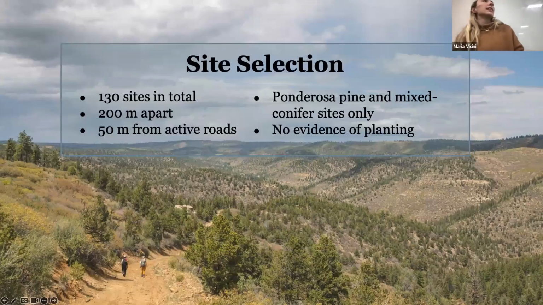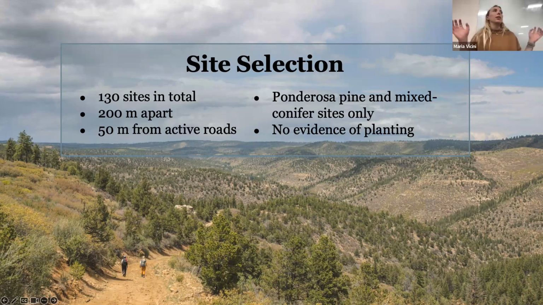So moving into site selection, overall, I had 130 sites in total, the 30 and 30 at Poniel, and then 30 and 40 at Hayman. So these are just site selection recommendations based on common bird census techniques. All of our sites were at least 200 meters apart and 50 meters from active roads. They were only in ponderosa pine and mixed conifer sites, even though, like I said, there was some pinyon juniper and some aspen and some subalpine at Hayman. I wanted to keep it consistent and look at similar bird communities.